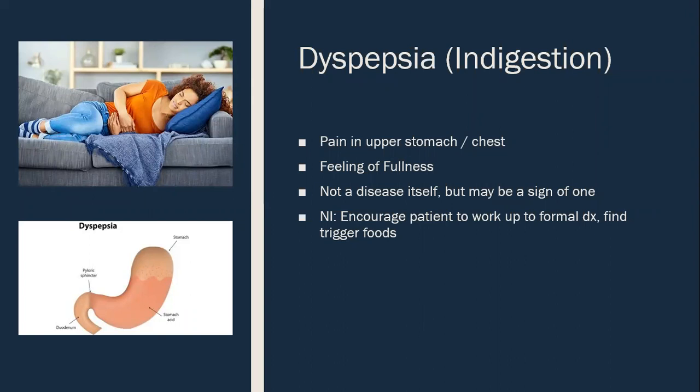Next, we have dyspepsia. Dyspepsia is a super frequent one. It's just indigestion. And this is not a disease itself, but it may be a sign of one. So common indigestion, pain in the upper stomach, chest region, feeling of overly fullness. And your nutrition intervention here is to just encourage a formal workup if it's persistent. Everyone gets indigestion once in a while, but if it's recurring over and over again or causing extreme discomfort, it's probably a good idea to get a full workup, at least with a normal routine physician, if not GI.